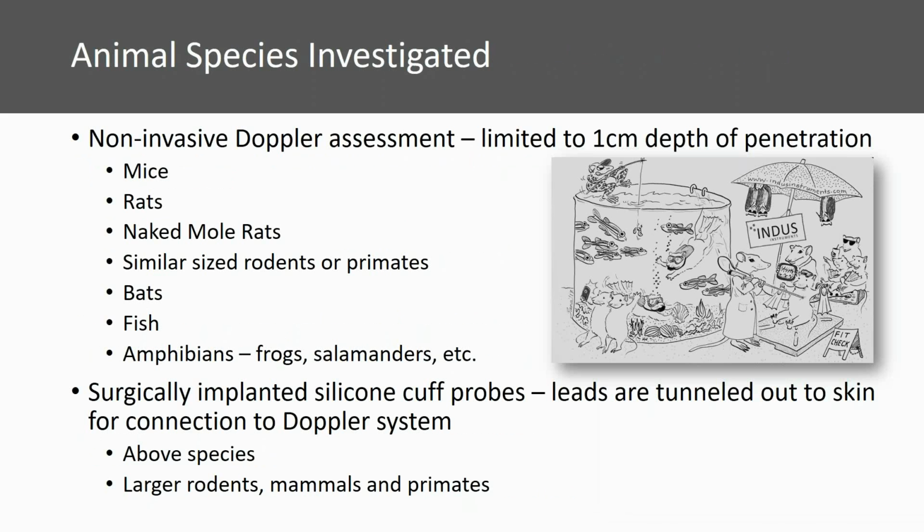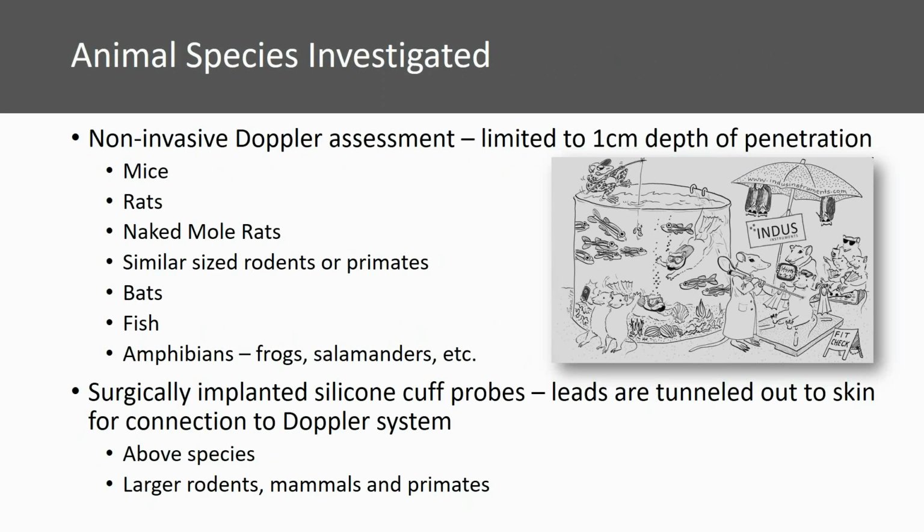We talk a lot about using mice and rats in basic research. However, there are a wide variety of other similarly sized animal models which we have used with the Doppler system. These include, but are not limited to, naked mole rats, bats, even zebrafish, and amphibians such as frogs. All of these animals may be assessed non-invasively, as the probes have a 1 centimeter depth of penetration.